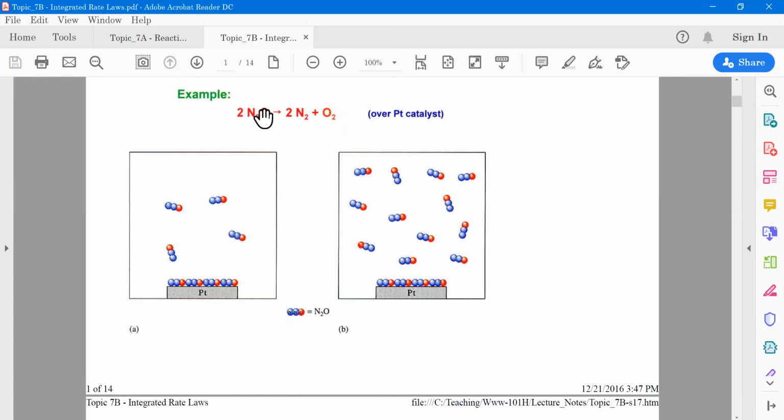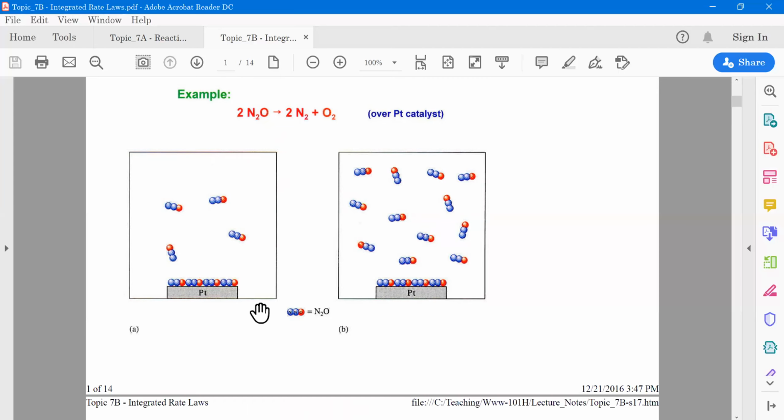2 N2O going to 2 N2 plus O2. Now this reaction occurs over a platinum catalyst, but in the absence of the platinum catalyst, it will not occur. The reaction is too slow to observe. But over a properly prepared platinum catalyst, the reaction will proceed to give 2 N2 and an O2.